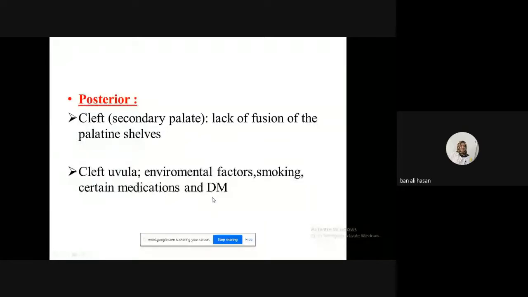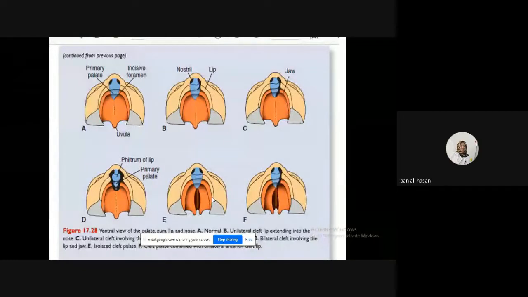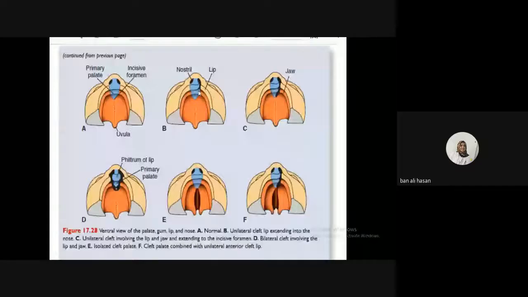Look at this. As you see right here, we have a normal mouth case, and you can see the primary palate, the incisive foramen, and the uvula. In the second case, you can see there is a cleft right here. We can call this case a unilateral cleft. First of all, uni, why? Because it's on one side. One side we call uni.